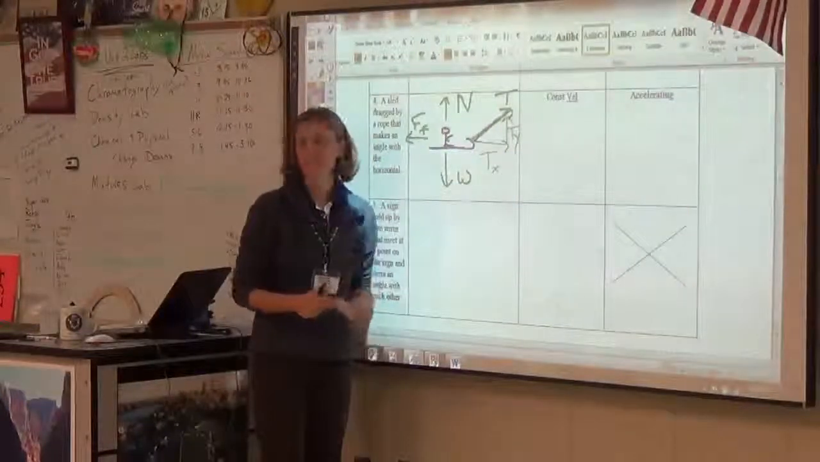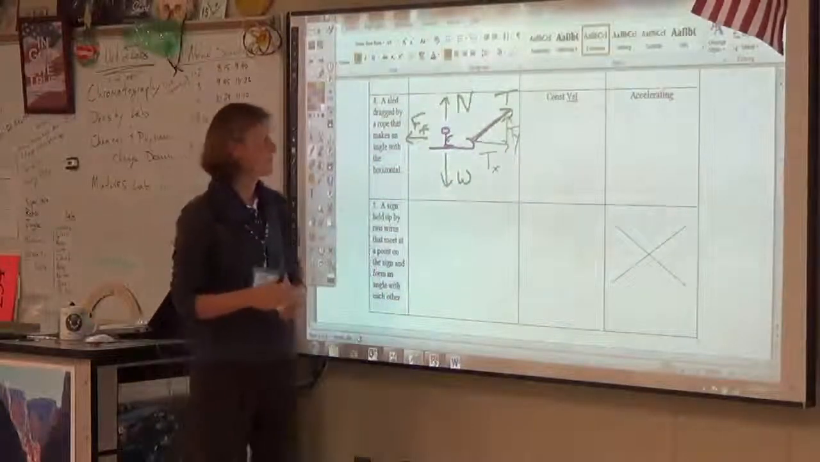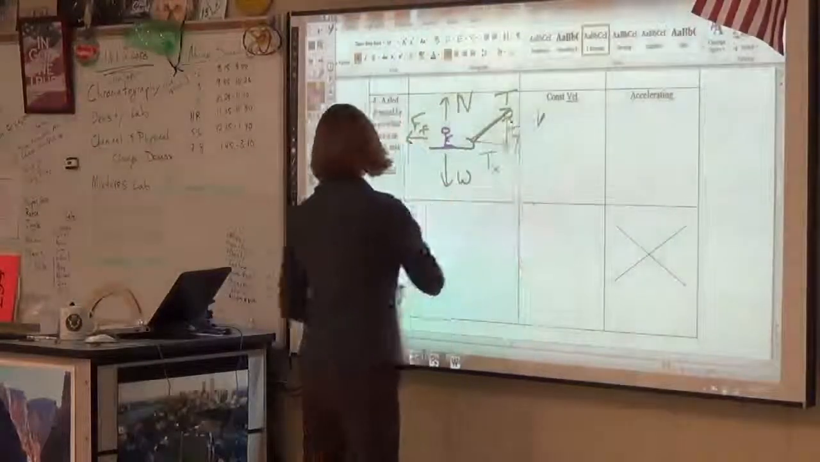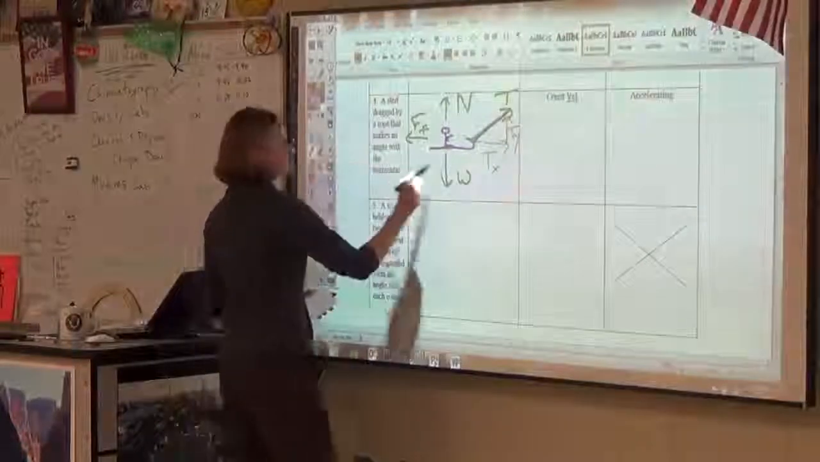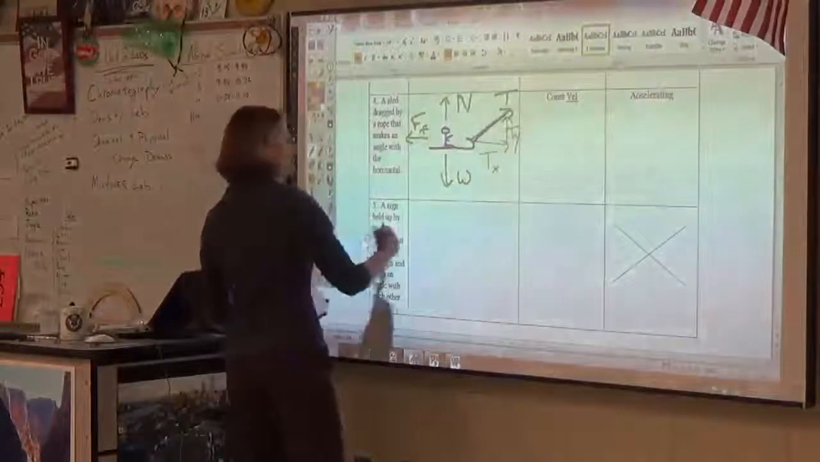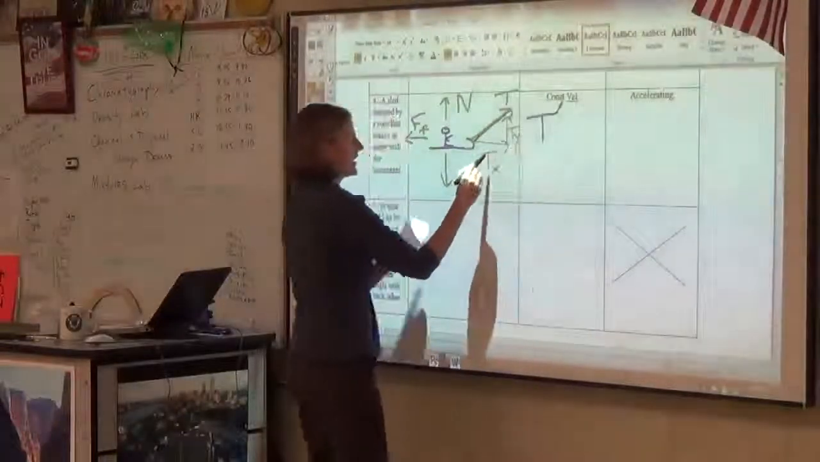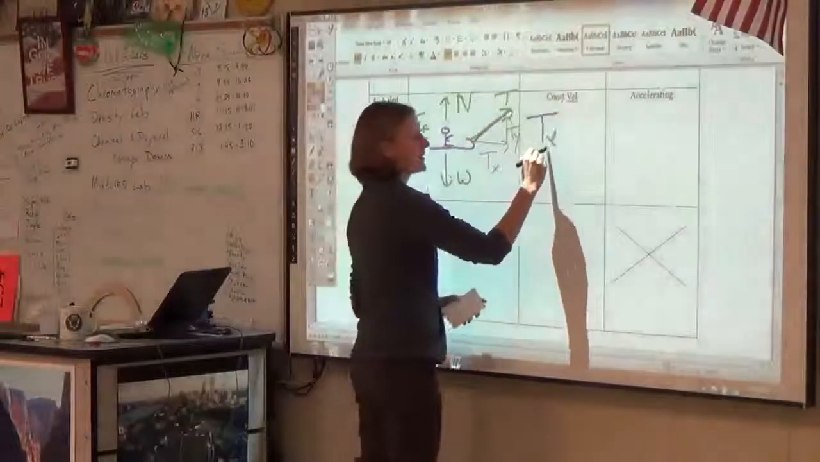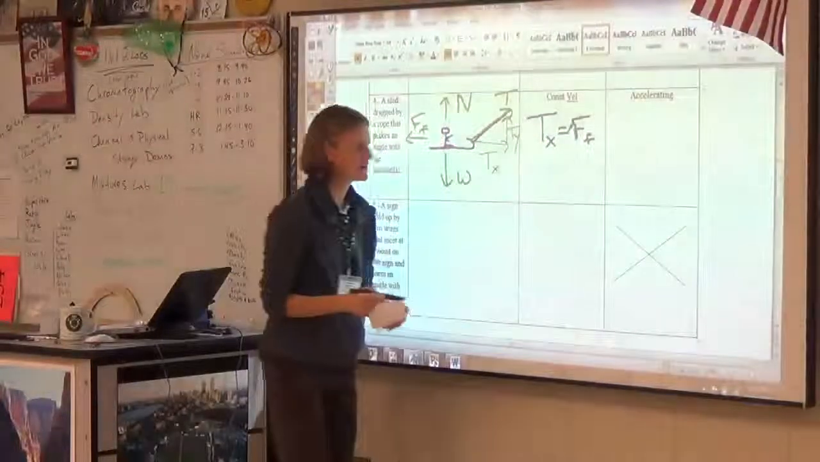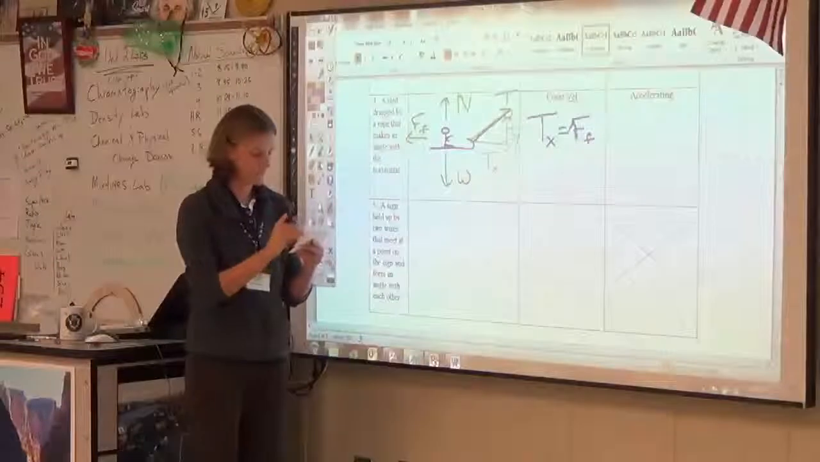Wes, tell me an equation that would be true if this sled is moving at constant velocity. I got Tx. Okay, left equals right. Tx is to the right. Friction's to the left. Perfect. They would have to be balanced if we're moving at constant velocity.